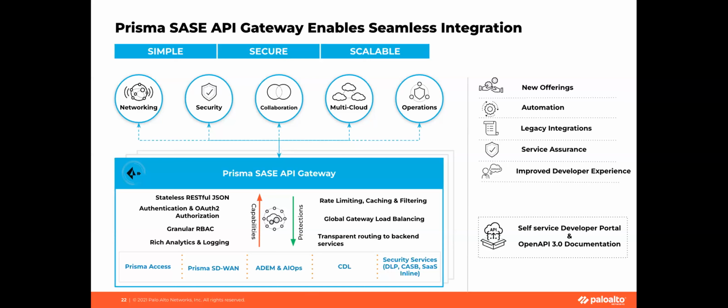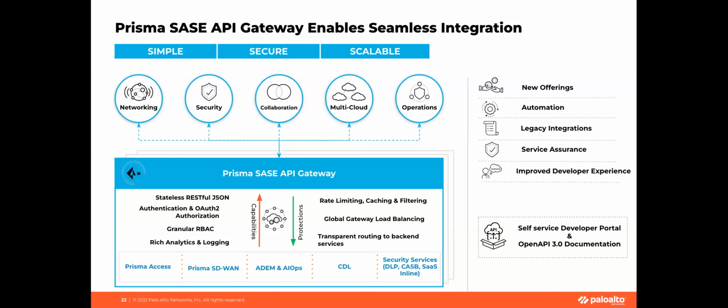This consolidation allows for homogenized and streamlined management of these services. The API gateway offers stateful, RESTful JSON APIs with authentication and OAuth 2.0 based authorization. We also have granular RBAC controls, rich analytics, and logging capabilities. The API gateway service also provides inherent protections such as rate limiting, caching, filtering. Also, it is globally launched alongside Prisma Access and Prisma SD-WAN locations globally, ensuring seamless routing of API queries to all our backend services.